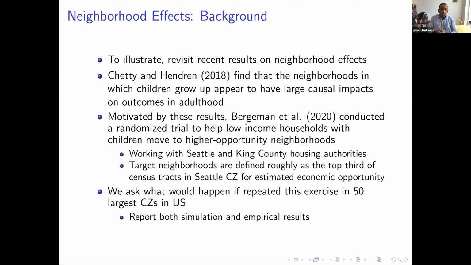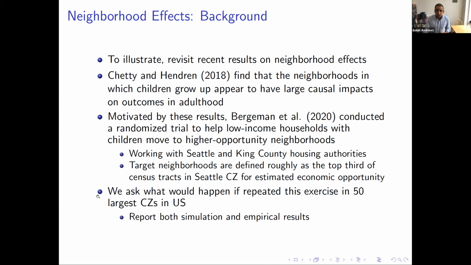So to wrap up, I want to illustrate with an analysis revisiting the recent economics literature on neighborhood effects. Chetty and Hendren 2018 find that the neighborhoods in which children grow up appear to have large causal impacts on their outcomes in adulthood. Motivated by these results, Bergman et al. 2020 conducted a randomized trial trying to help low-income households with children move to higher opportunity neighborhoods. They were doing this in conjunction with the Seattle and King County housing authorities in Washington State, and the target neighborhoods, the neighborhoods they were trying to help these low-income families move to, were defined roughly as the top third of census tracts in the Seattle commuting zone based on estimated measures of economic opportunity.